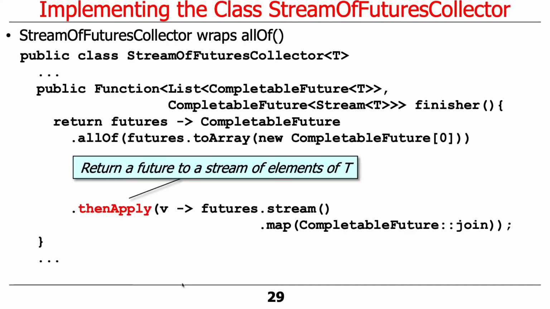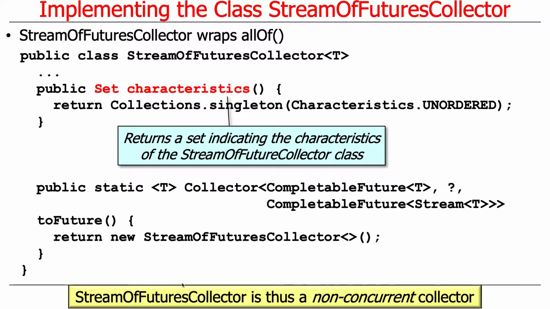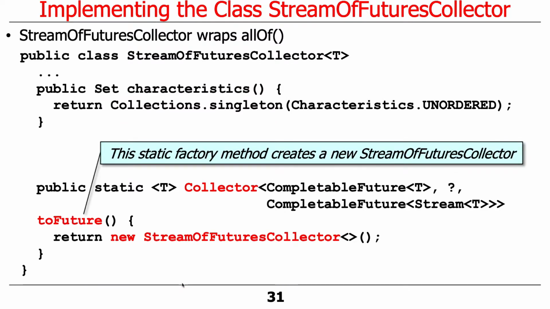And what this returns, which is a little different from the previous example, is a completable future to a stream of elements of type T. So I should probably highlight this thing. So what we get back is a completable future to a stream of elements of type T. Characteristics just sets what we've got. It's a factory method. And here's the static factory method that makes a new stream of futures collector.